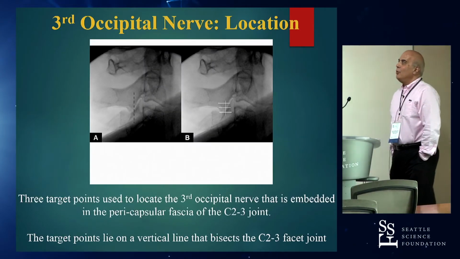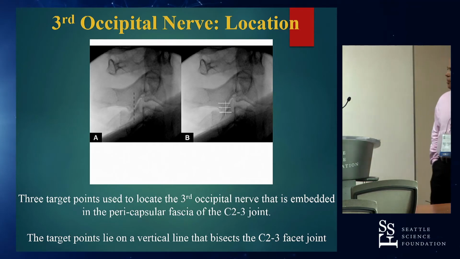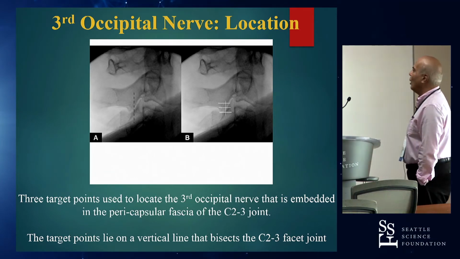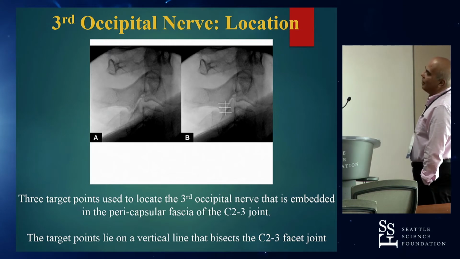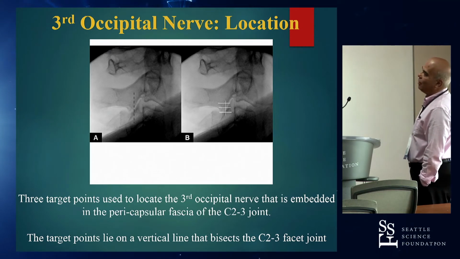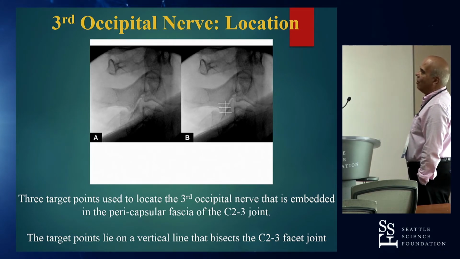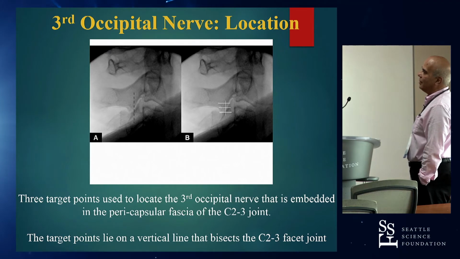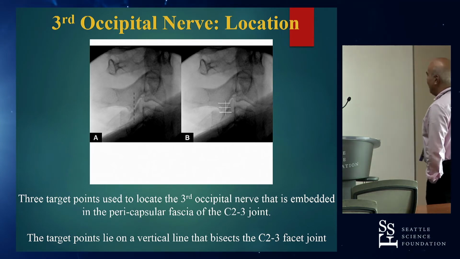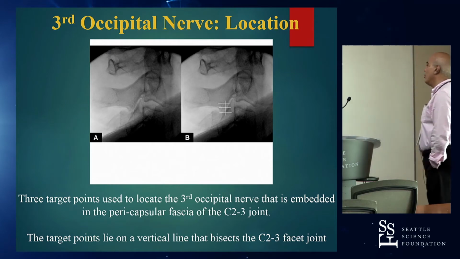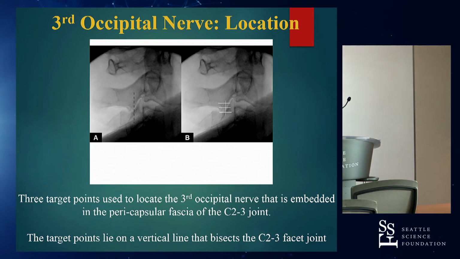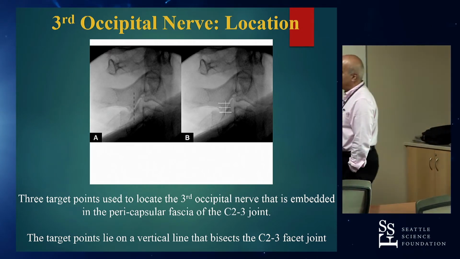For the third occipital nerve, the location where you can place the needle to perform a third occipital nerve block or ablation lies on a vertical line that bisects the C2-3 facet joints, as you can see in picture A and in picture B. That's because all the target points for this particular nerve are embedded in the pericapsular fascia of the C2-3 facet joint.